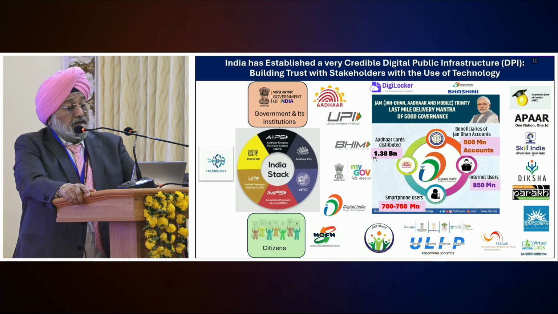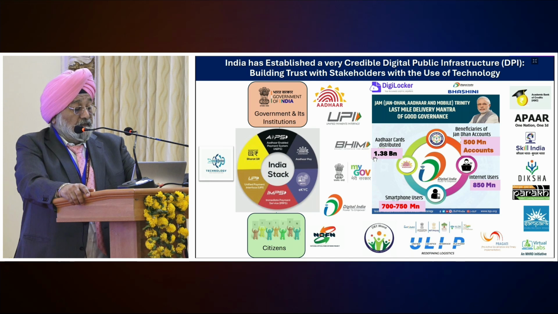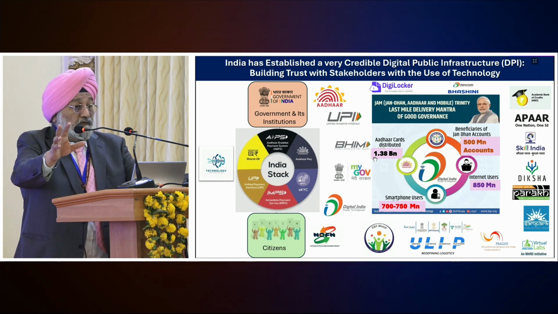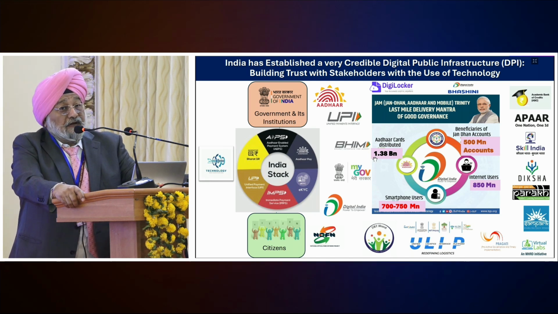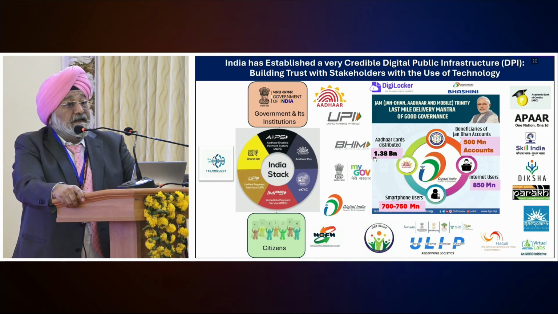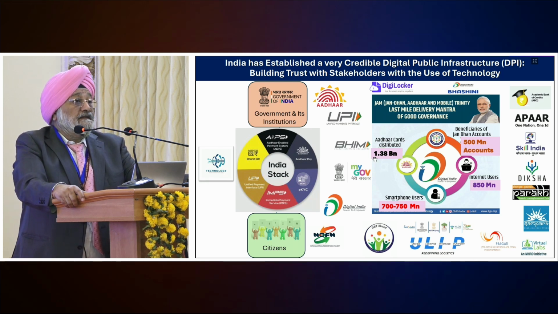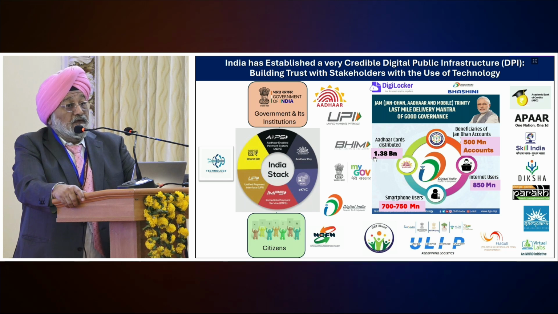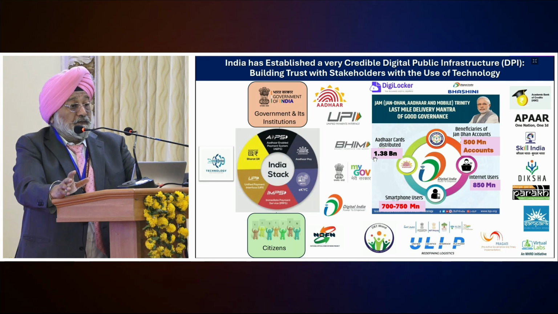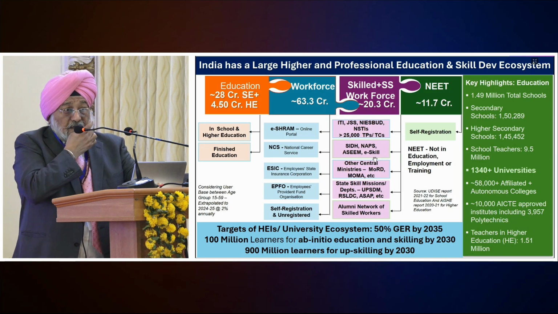Look at DPI today, digital public infrastructure. Almost 1.4 billion Aadhaar cards, 500 million bank accounts, 850 million internet users, and more than 750 million smartphones. And you have India Stack, you have UPI, you have BHIM. You transact 20 lakh crore worth of transactions every month. 20 lakh crore. And all this has to be supported by education.